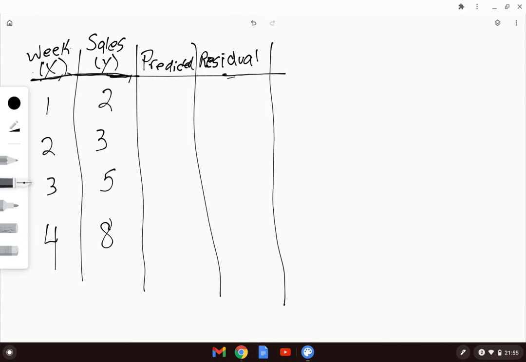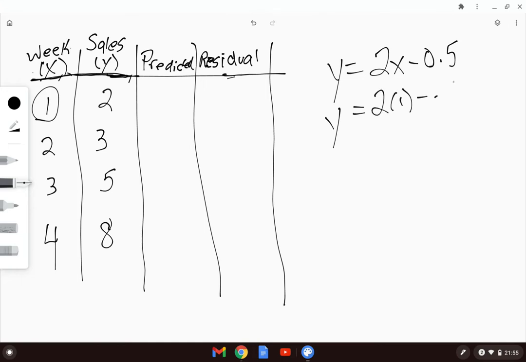Okay, so what I'm going to do is take that equation and come over here, and like we had said, we are going to use our predicted value and our actual value to find the residual. So if I take the equation for the line of best fit, which is y equals 2x minus 0.5, I'm going to start with the first one here, which is 1. So I have 2 times 1 minus 0.5. So that's going to be y equals 1.5. So my predicted value here for the x value of 1 would be 1.5.